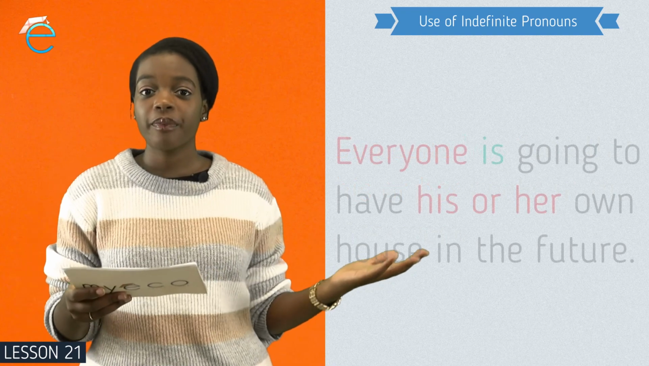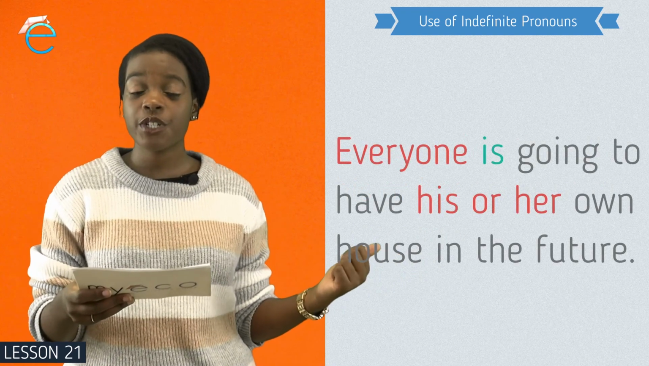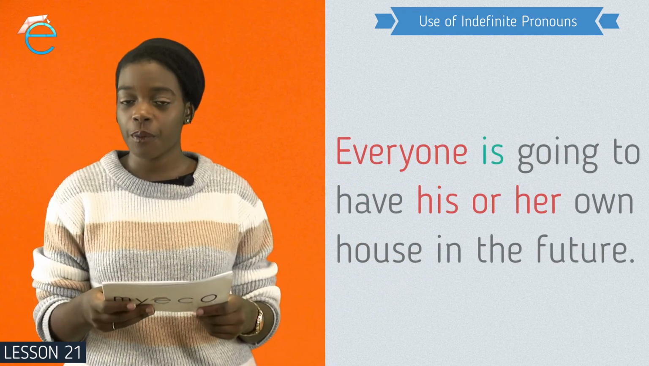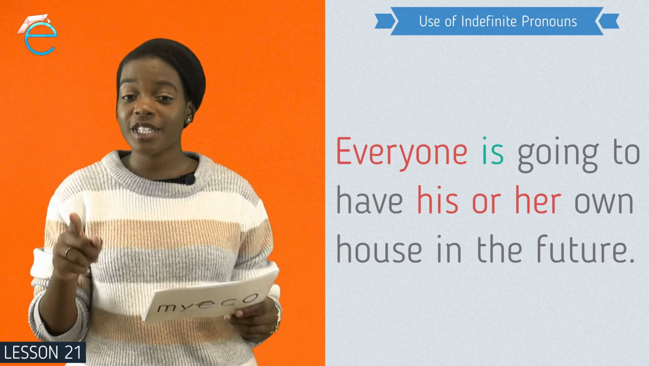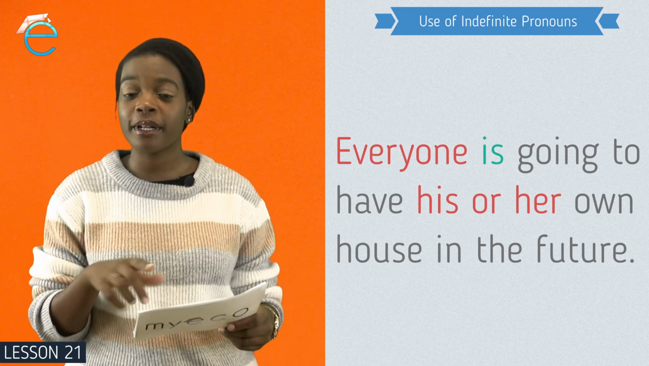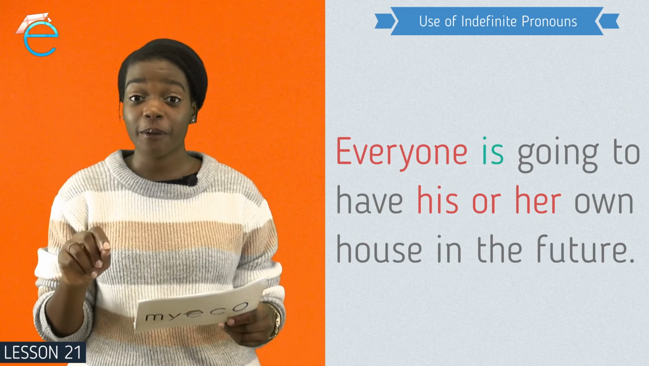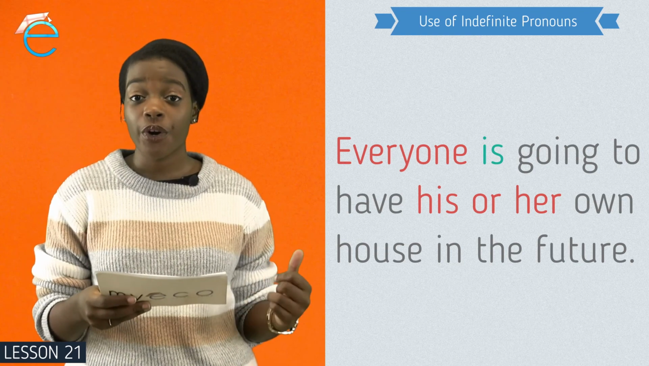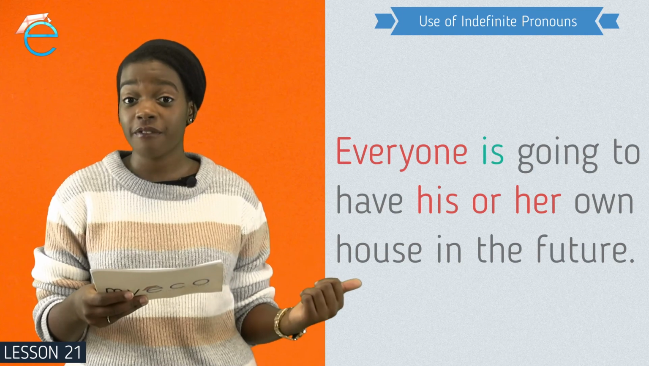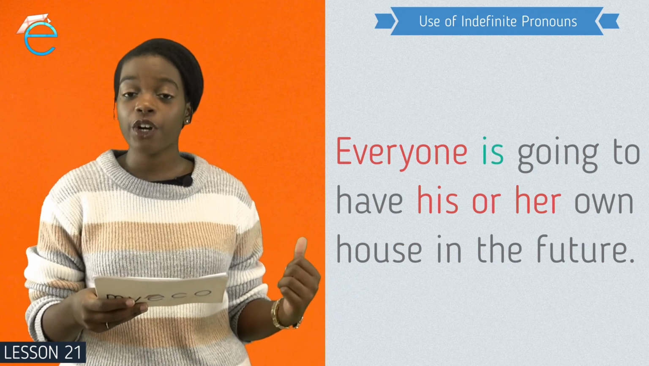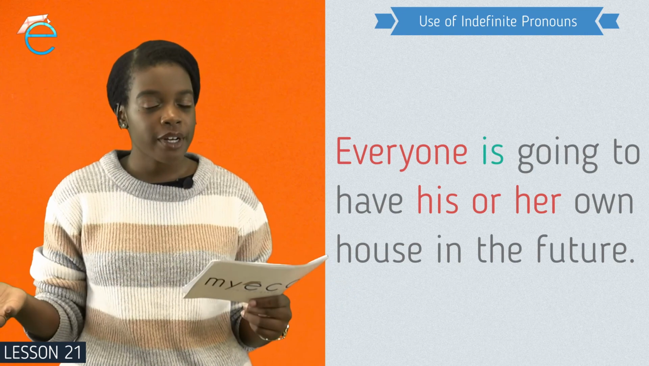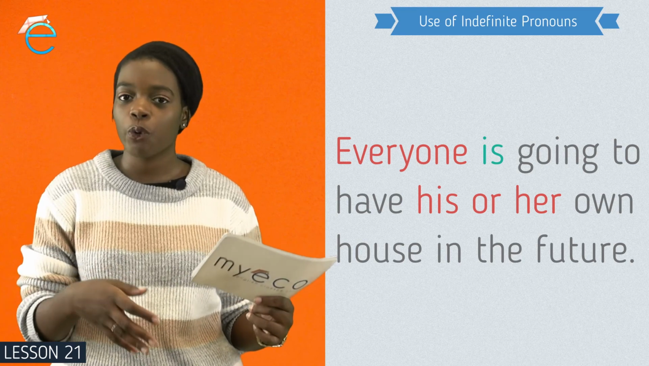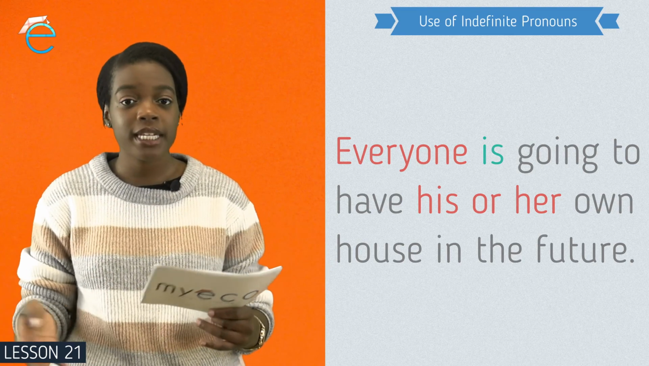Next example, everyone is going to have his or her own house in the future. Everyone, although it speaks about a large group of people, pay attention, it's singular. So everyone is going to have his or her own house in the future. Now, again here, his or her, because we're not specifying, we don't know if we're talking about all the girls or all the boys, but everyone.